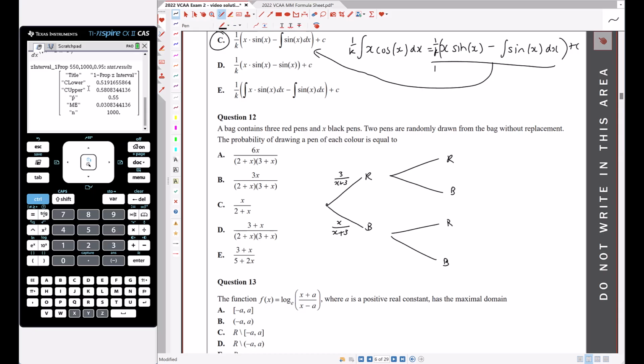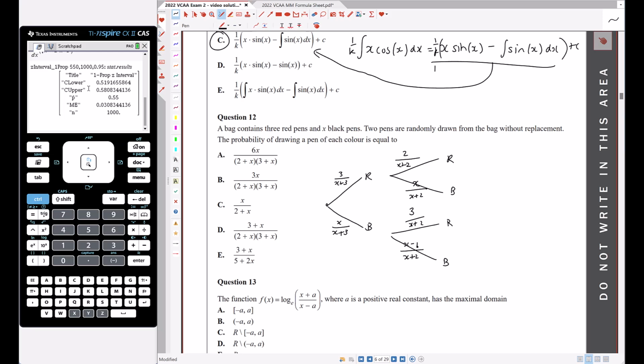So we don't put it back, which means the denominator here is going to be X plus 3 take away 1, so that's going to be X plus 2. So we now only have X plus 2 pens in the bag. If we do a red first, we only have 2 reds left, but we still have X blues or blacks left. If we drew a black first, we still have 3 reds, but we now have X minus 1 blacks.